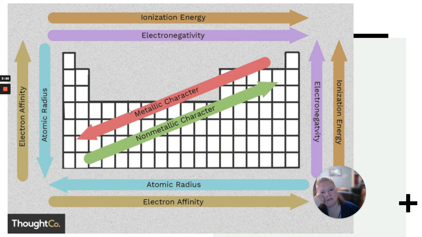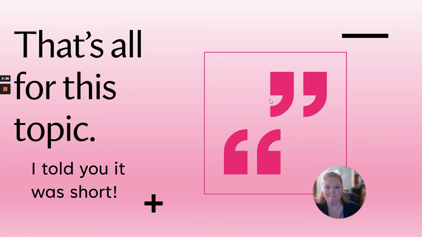And you can't look up metallic character. But if you remember that metals want to lose electrons, that means they don't want to attract them. So it's going to be the opposite of electronegativity. At least that's how I think about it. And there you have it. Periodic trends in an abbreviated version.